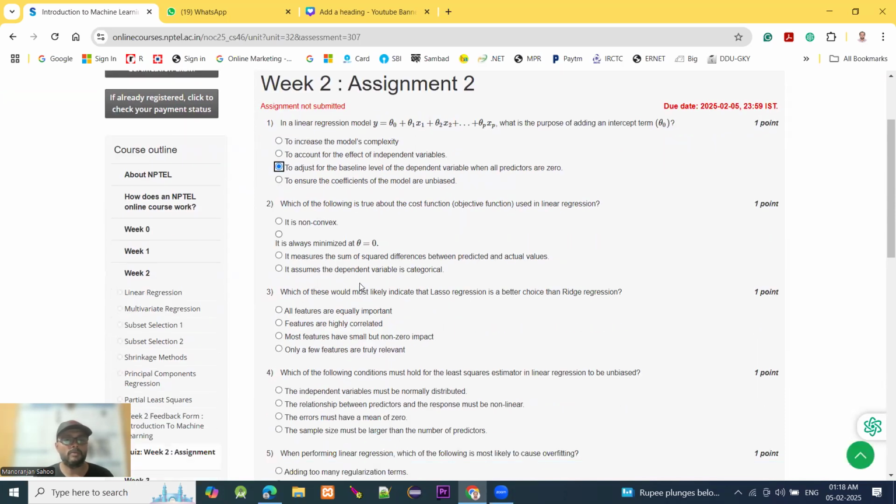Moving to question number 2, which of the following is true about the cost function, that is the objective function used in linear regression? Which one is true? The true one is Option C, that is, it measures the sum of squared differences between predicted and actual values. This is the true option.